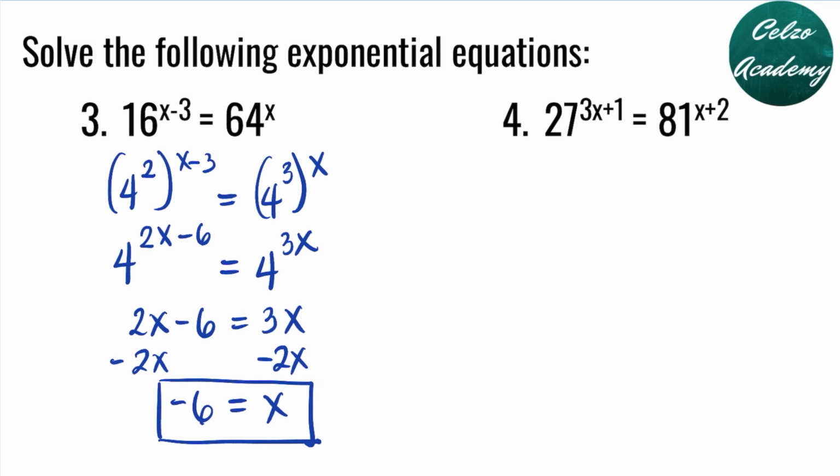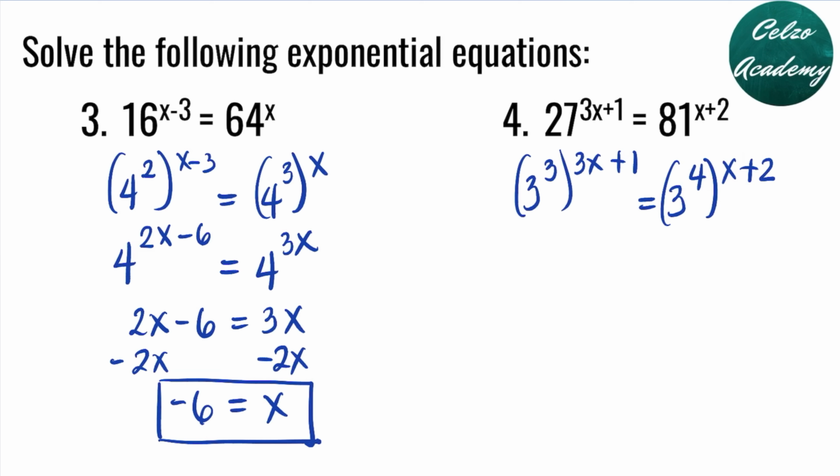Number 4. 27 to the power of 3x plus 1 is equal to 81 to the power of x plus 2. What do you think is the base that we can use for numbers 27 and 81? Yes, we can use base 3. 27 is the same thing as 3 to the third power, and the outside power is 3x plus 1. For the right side, 81 is the same thing as 3 to the fourth power, and we have the exponent x plus 2.